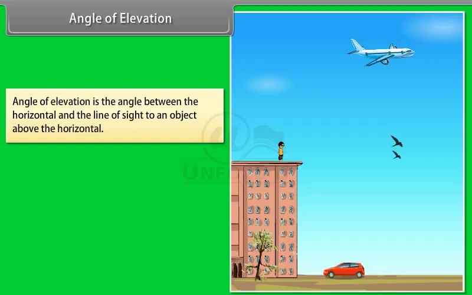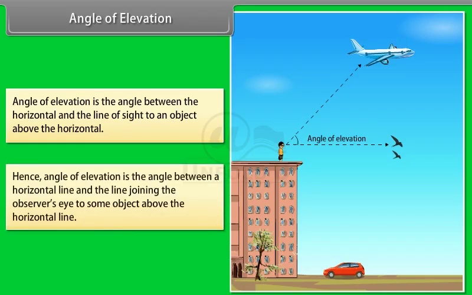Let us take an example to understand this. In this picture, an observer is standing at the top of a building and looking straight ahead at the birds which are in the horizontal line. The observer must raise his eyes to see the airplane which is in the slanting line. This line is also called as line of sight. The angle formed between the two lines is called the angle of elevation. Hence, angle of elevation is the angle between a horizontal line and the line joining the observer's eye to some object above the horizontal.